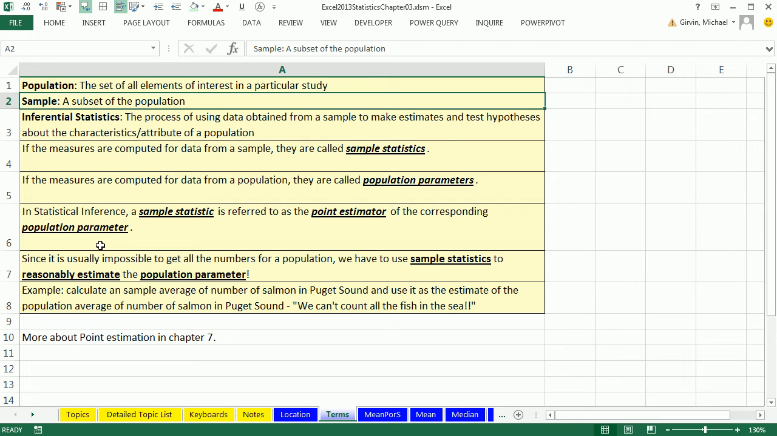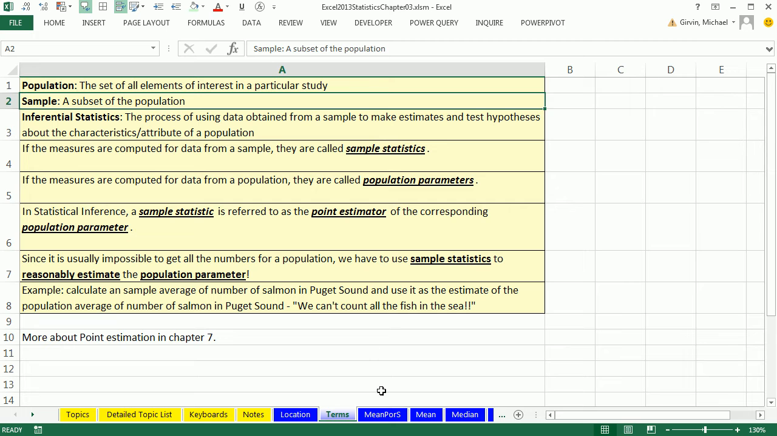Because remember, we usually can't go and calculate something from the population. So the sample statistic is going to be like pointing towards the population parameter. And throughout the class, we'll get a better and better understanding of how good our point estimator is. But that's the terminology. The sample statistic is our best estimate and is a point estimator of our population parameter.